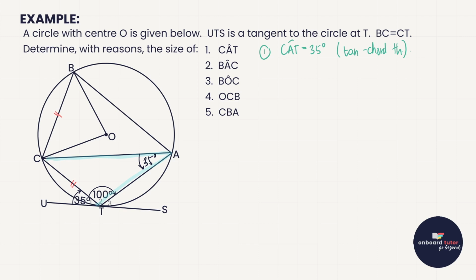Okay, next up we want angle BAC. So BAC, we need this one here. Now my gut instinct is to say, well, that's an angle on the circumference or at the circumference. There's an angle at the center. Could I possibly link those? But I don't have any information here, so I can't do that. But what I have got is equal chords here.